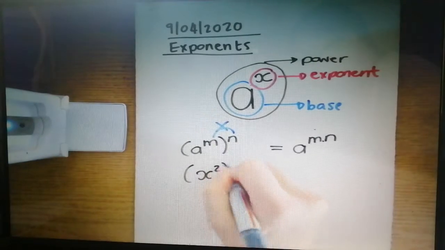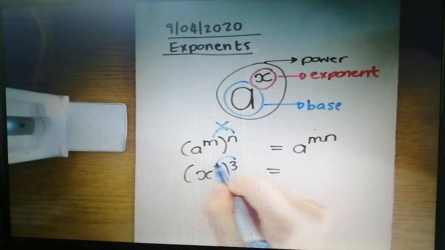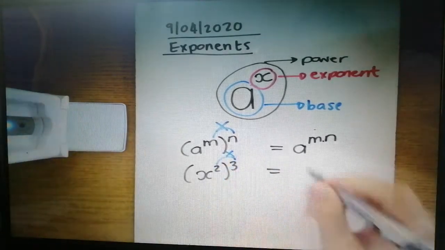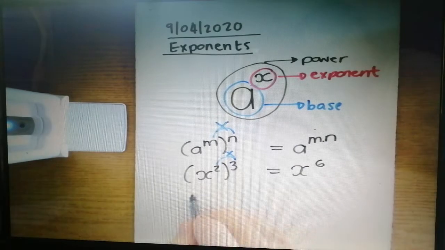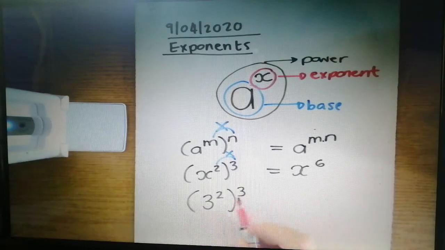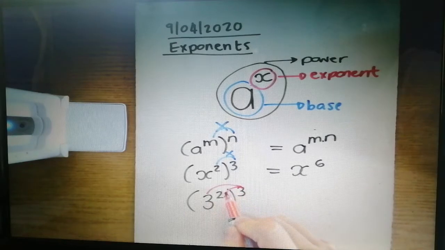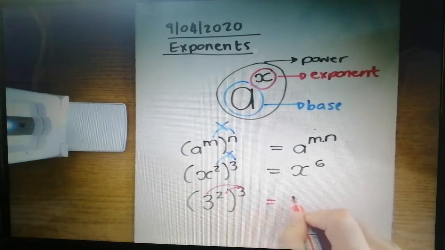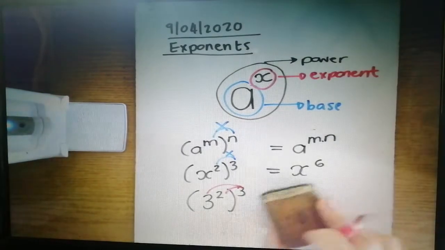An example of this could be x to the power of 2 raised to the power of 3. I bomb it in. Powers go to powers. It's an explosion. I times, x to the power of 6. Okay. Another mistake is, for example, if I had 3 to the power of 2 cubed. Some kids want to say 3 times 3. They take it there and they take it there for some reason. And then they tell me my answer is 9 to the 6 or something.